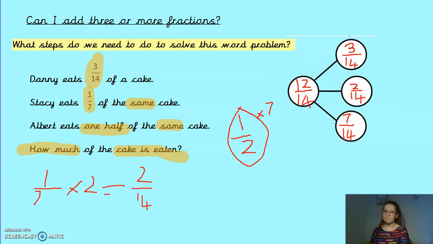But am I finished? Nope. I've got to simplify my answer down. How can I simplify my answer? Well, they're both even numbers. The first thing I'm going to think of doing is I'm going to divide them both by 2. So that is going to give me 6 sevenths. And that is how much of the cake is eaten. Now that has told us how much Danny, Stacey and Albert have eaten as a fraction and as a simplified fraction. Okay, let's move on.